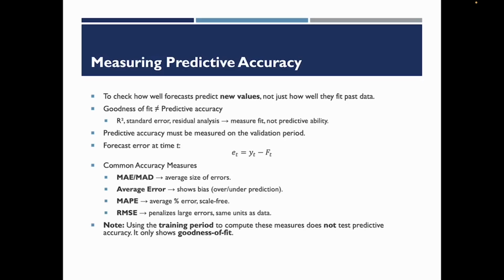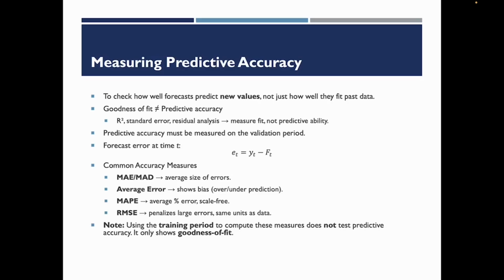Remember, we used training data to build the model. The forecast error at time t is just the difference between the actual value and the forecast value: e_t equals y_t minus f_t. y_t is the actual, f_t is the forecasted one, right? From these errors, we calculate the accuracy measures.